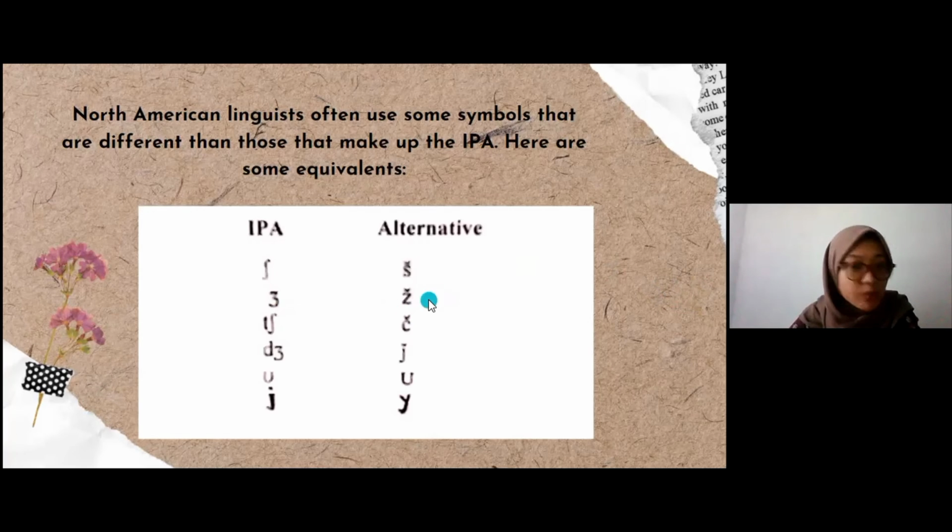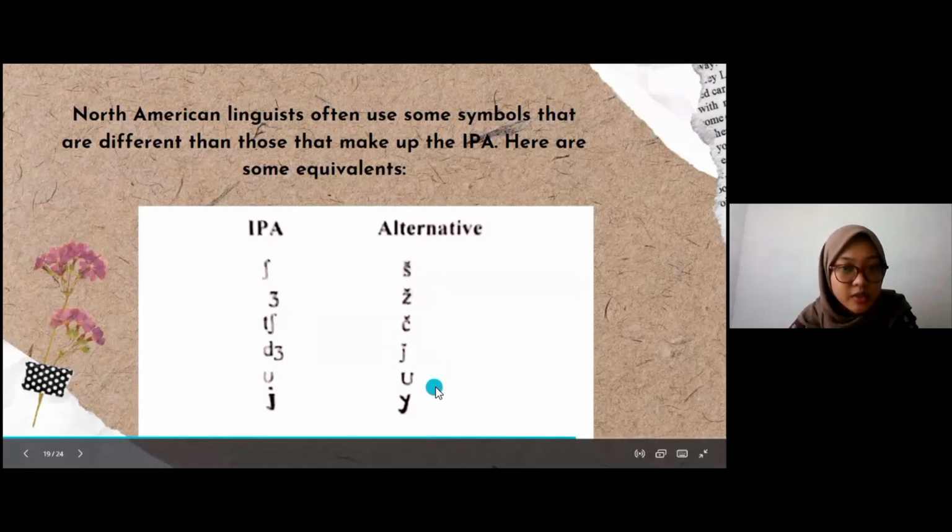The alternative way or symbol to write the ch sound is by using the alphabet C with a little curve above it. And the next alternative way to write the phonetic symbol for the j sound is just using the letter J. For the o sound, we use an alternative symbol by using the capital letter U. And the last is the y sound. The alternative way to write it is by using the uncapitalized letter Y.